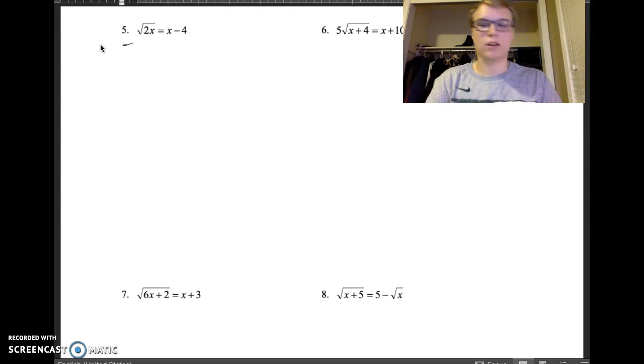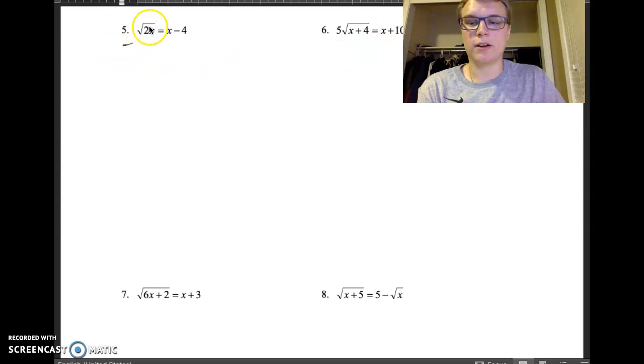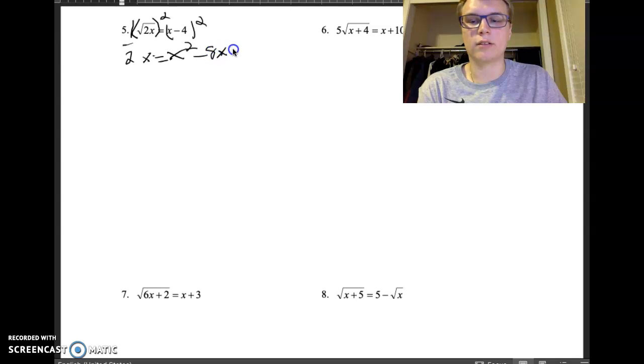So just like the one before, our first step here is to get the radical out of there. So I'm going to square both sides. Okay, so that gets rid of our radical there. So we're left with 2x. And then when we expand this out, we're left with x squared minus 8x plus 16, right?